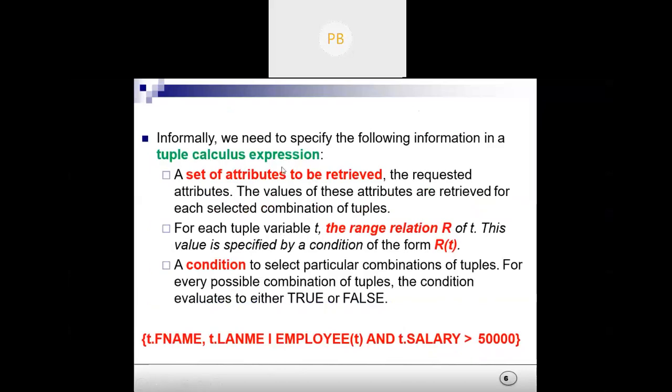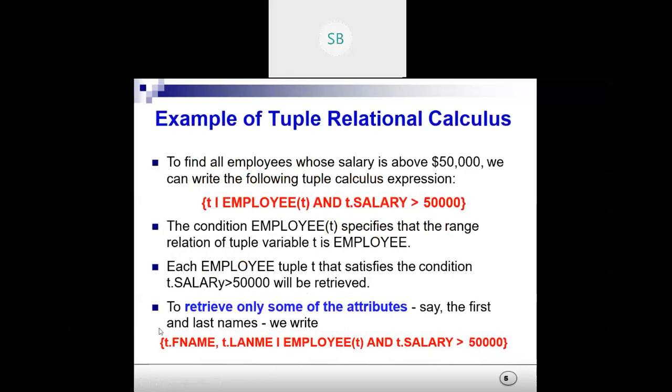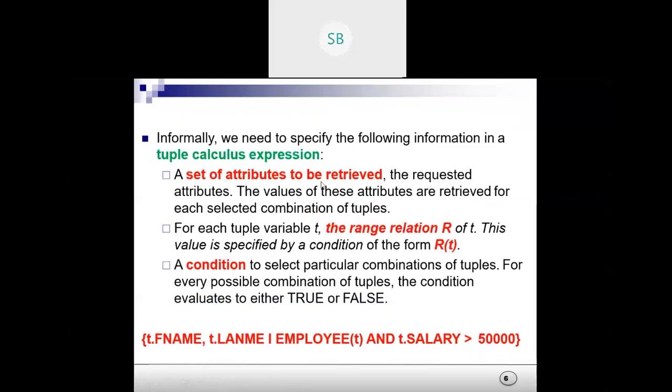So you should always remember that in tuple relational calculus, informally, we need to specify a set of attributes to be retrieved. We just did that, right? Set of attributes to be retrieved. In this one we are not mentioning anything, but that means if we are not mentioning the attributes, by default we are finding all the attributes of the table. So the requested attributes, and the values of these attributes are retrieved from each selection combination of tuples.